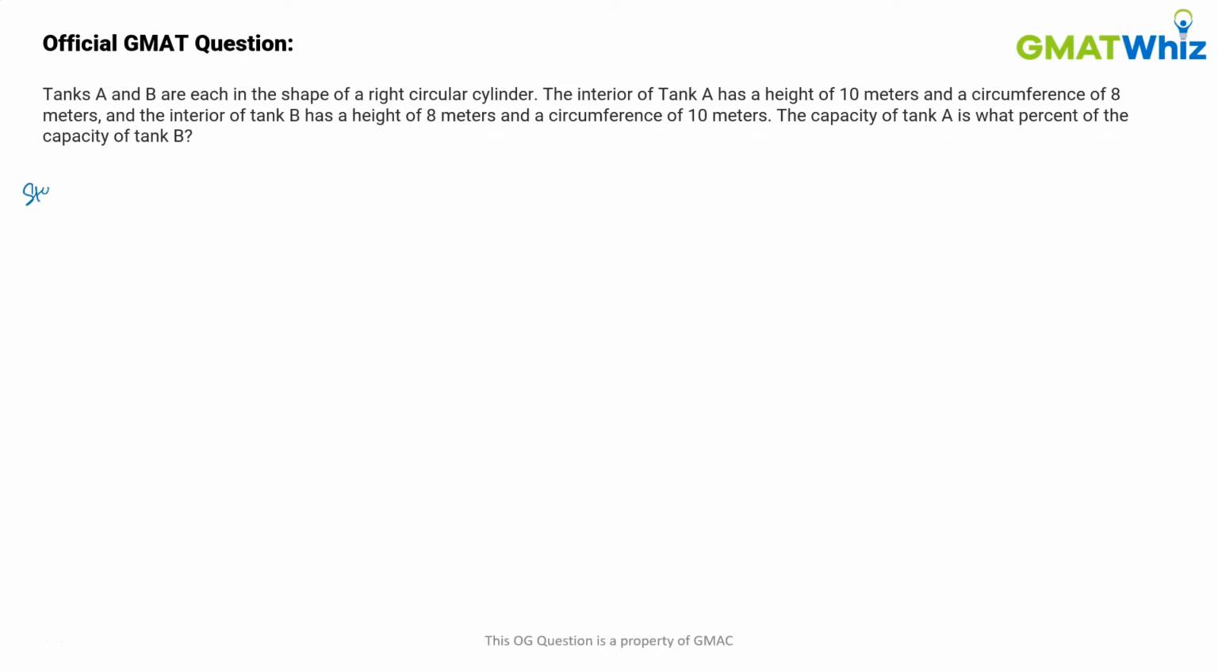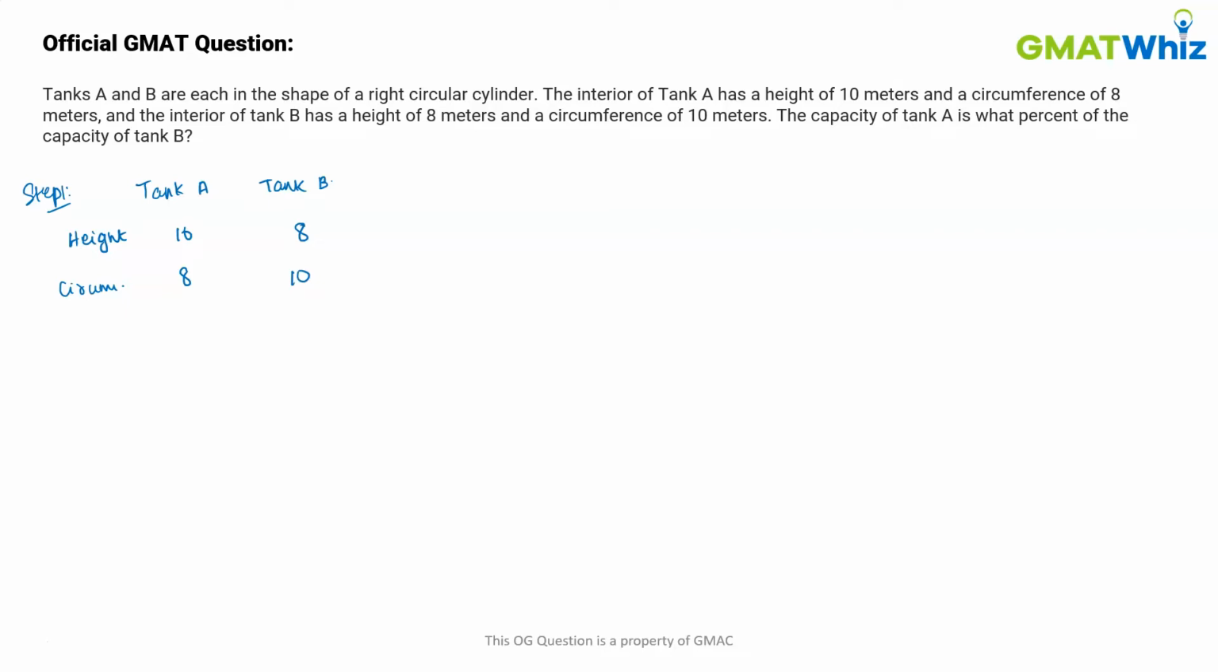In this question, we are given that tank A and tank B are in the shape of a right circular cylinder. The interior of tank A has a height of 10 meters. So let's write down all the given data from the question. And the circumference of tank A is equal to 8 meters. Similarly, tank B has a height of 8 meters and the circumference is 10 meters.